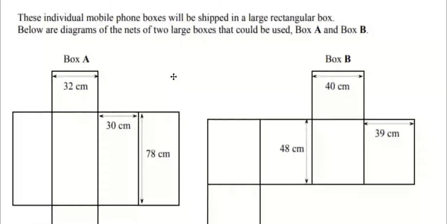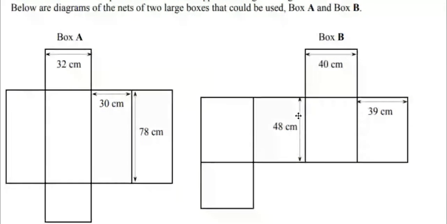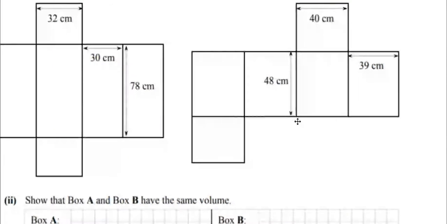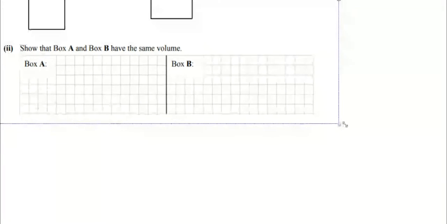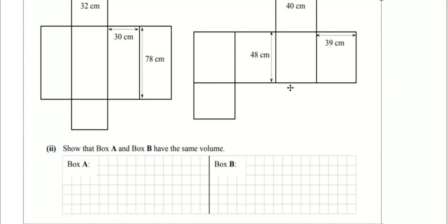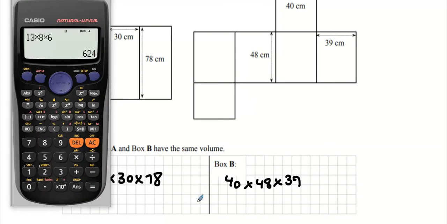The individual mobile phones will be shipped in large rectangular boxes. Below are diagrams and nets of two large boxes that could be used, box A and box B. Show that box A and box B have the same volume. Well, for both we've got to get the length by the width by the height, so multiply all three dimensions by each other. One of them is 32 multiplied by 30 multiplied by 78, and the other one is 40 times 48 times 39.